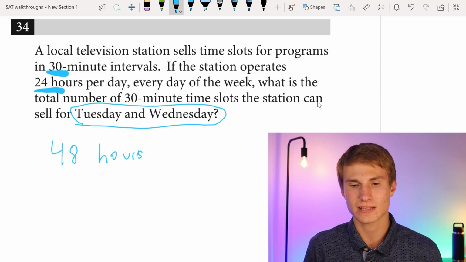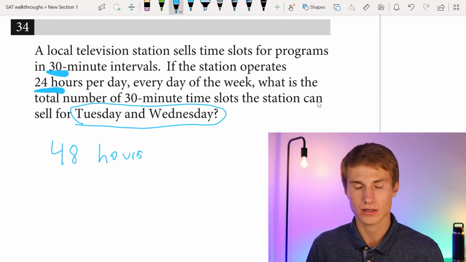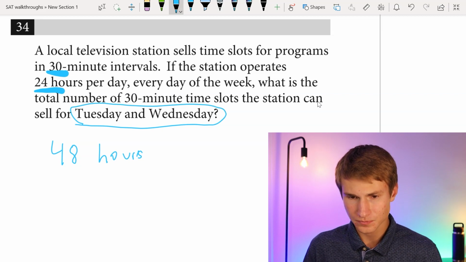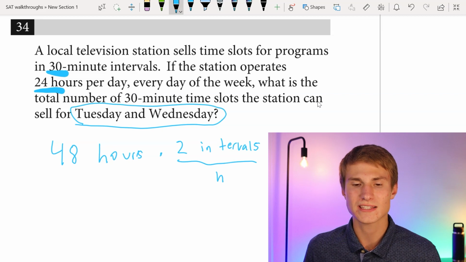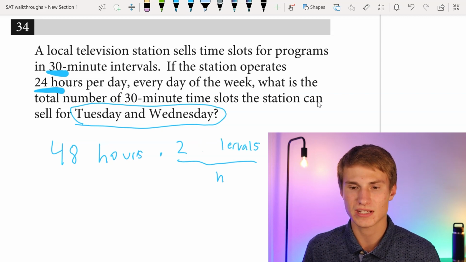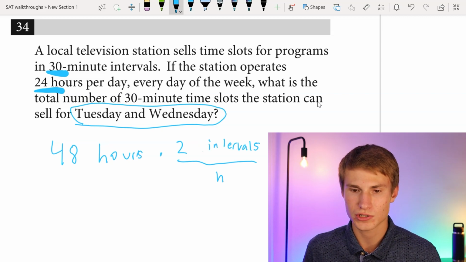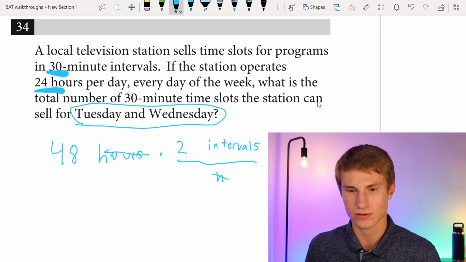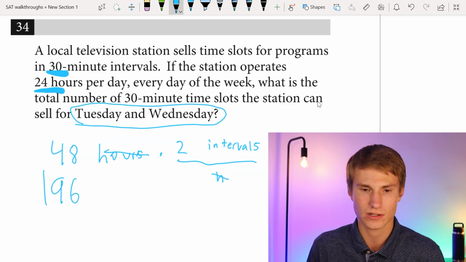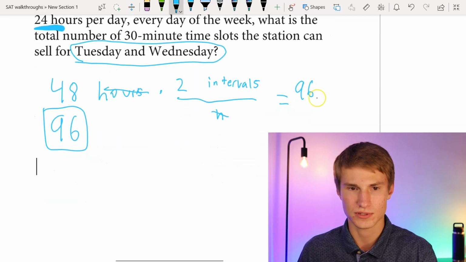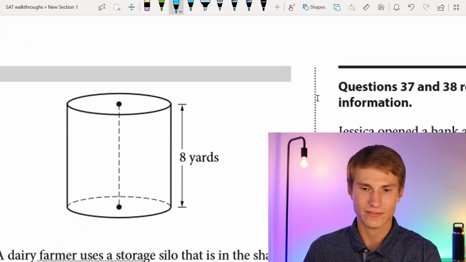Now, keep in mind that we're selling time slots for 30 minutes apiece. 30 minutes is the same as 1/2 hour, okay? So 48 hours, times the fact that we can fit in 2 intervals per every hour, since each one's half an hour. That's going to give us our total number of intervals, because our hours are going to cancel, thus giving us our total number of intervals as 96. So our 96 will be our answer for the number of time slots that we can sell for Tuesday and Wednesday. All right, moving on to number 35 now.